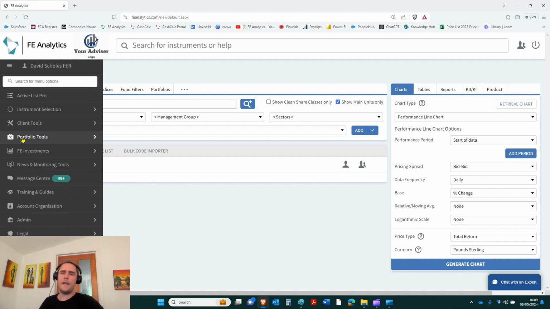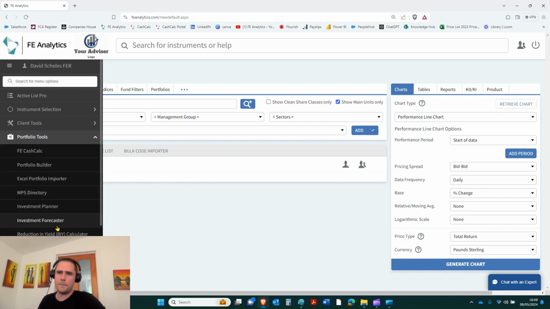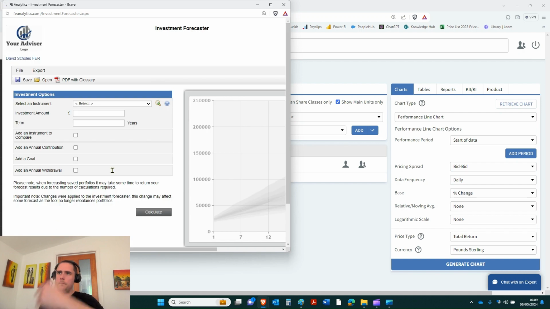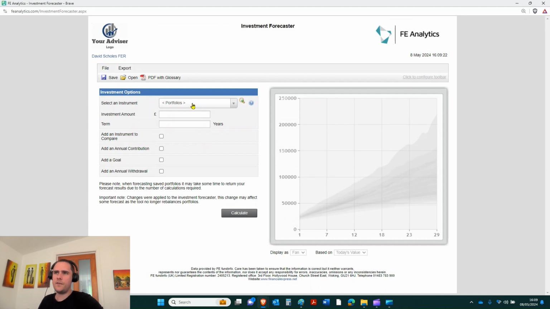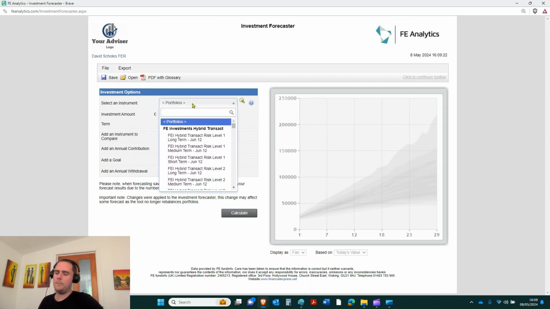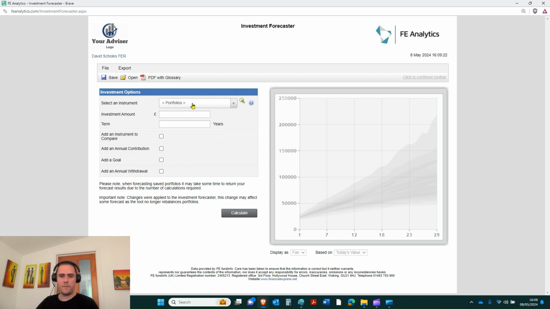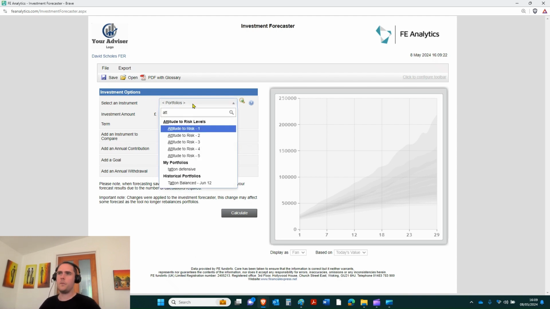To find it, on the left-hand side under the Portfolio Tools tab, you'll find Investment Forecaster, and it will load up this little box or window, and it works like every other feature from left to right. The idea is on the left-hand side, all of the portfolios will load up. So again, your model portfolios, maybe funds you've got on here, portfolios that you dragged across from a back office like IO or Xplan. We'll look at all of that. But they also have the attitude to risk levels in here as well. So we'll start with these.